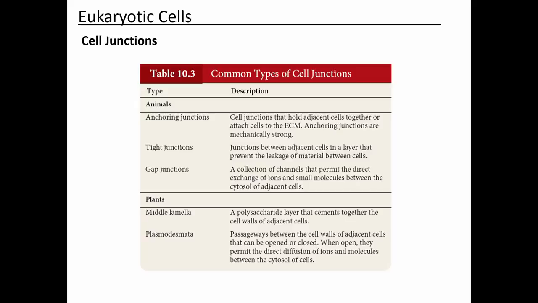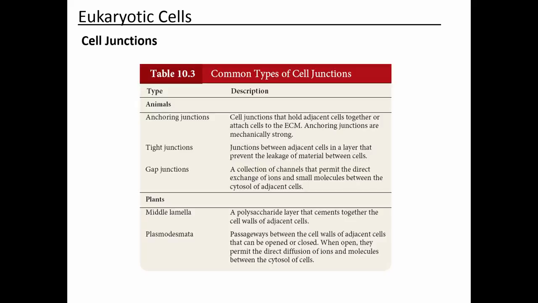So what's going to happen is there's going to be a channel that forms in the membrane of one cell that links up with a channel in the plasma membrane of another cell, and then those two channels line up and they form a pore that connects the cytoplasm or the cytosol of those two cells. And then there's certain things that are able to flow through gap junctions from one cell to another.